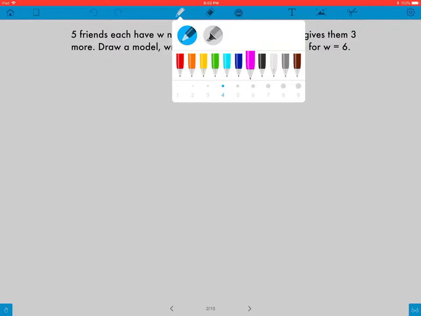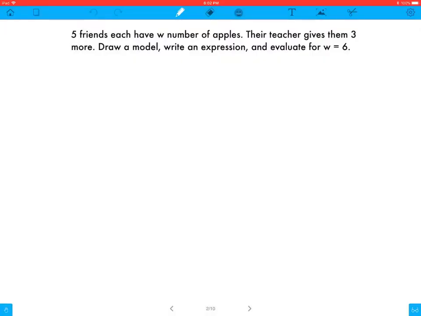So let's start. 5 friends each have W number of apples. So there's 5 of them, they each have W number. Their teacher gives them 3 more. Draw a model, write an expression, and evaluate for W equals 6. So what I'm drawing right now is how my mind is imagining this. 5 people, they each have W, and then there's this plus 3.